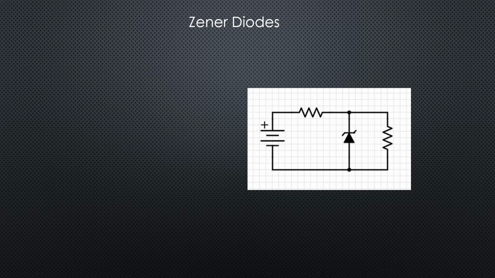So now we're looking for IZM. If we're given the power of the Zener, PZ is going to be equal to IZM, the maximum Zener current, times the Zener voltage. So IZM is going to be equal to PZ divided by VZ.